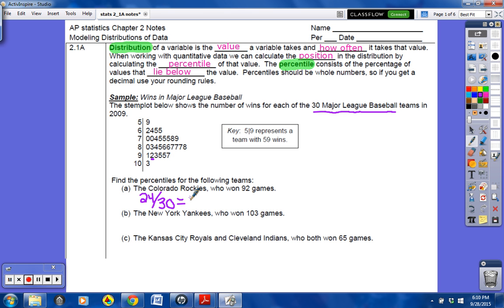Now I could have also counted how many numbers were above: 1, 2, 3, 4, 5. Add in the number that I'm including, that's 6. And then I could subtract from 30. 30 minus 6 gives me that 24. So now I'm going to take my calculator and divide 24 by 30, and it's going to give me 0.8, which translates into my 80th percentile.